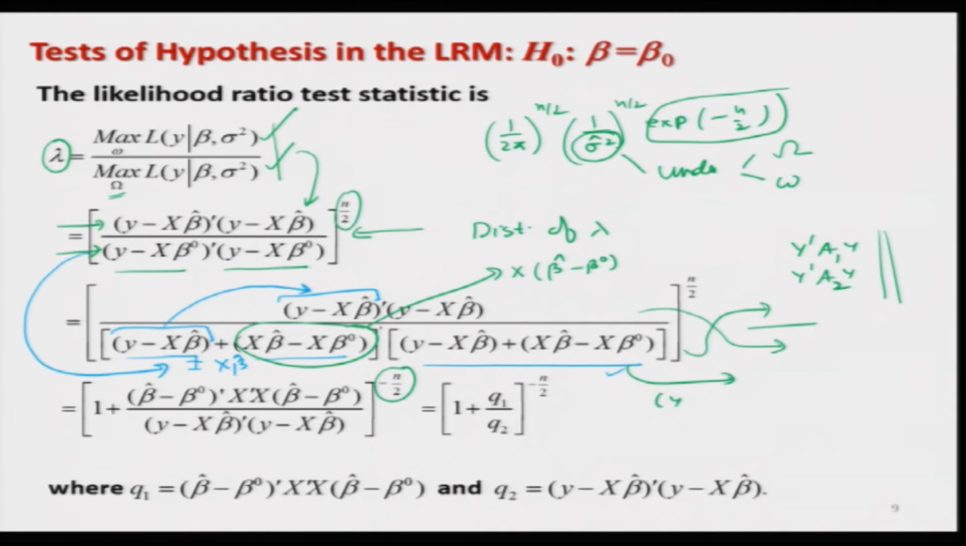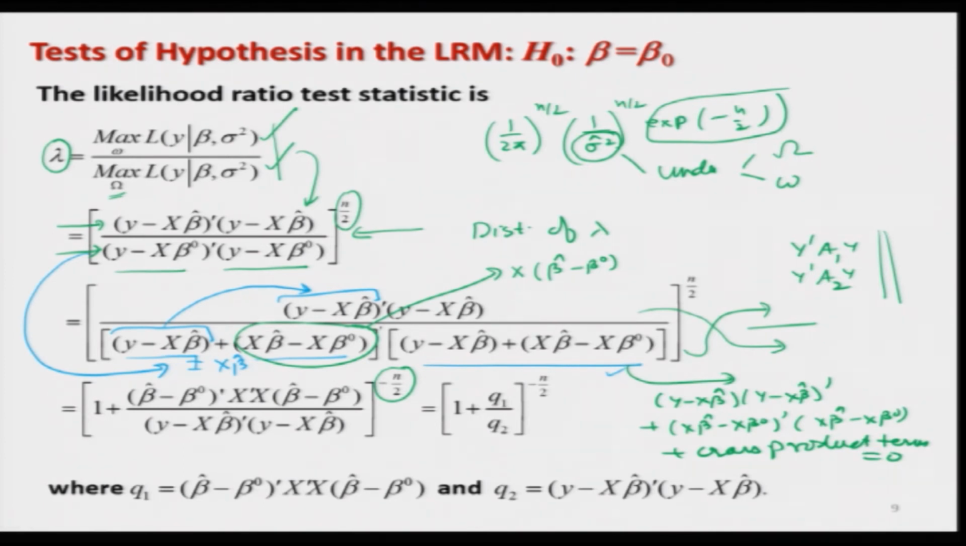One term will be y minus x beta hat into y minus x beta hat transpose, plus x beta hat minus x beta naught transpose into x beta hat minus x beta naught, and the cross product term will become 0, that you can verify very easily, very simple algebra.